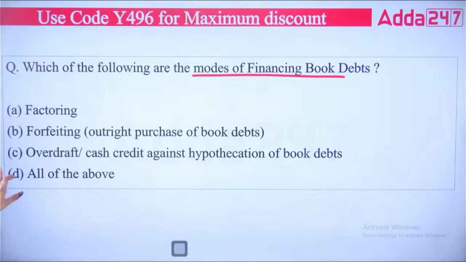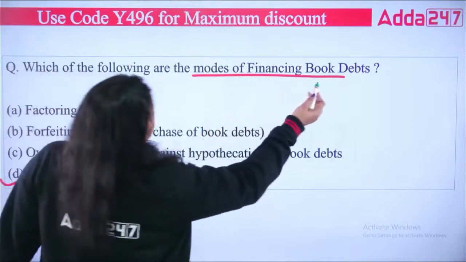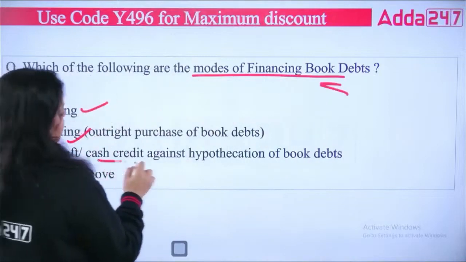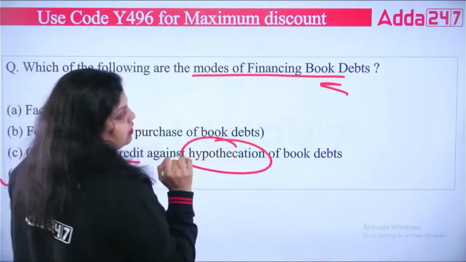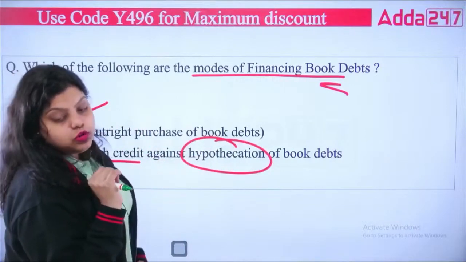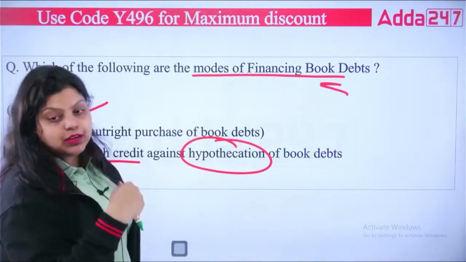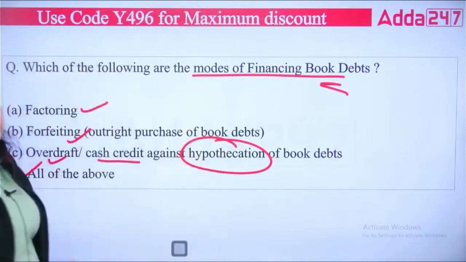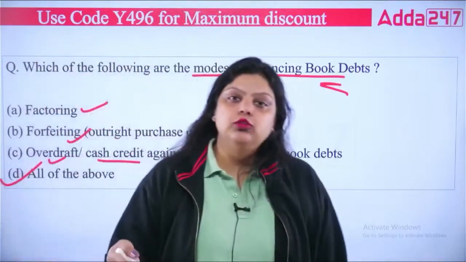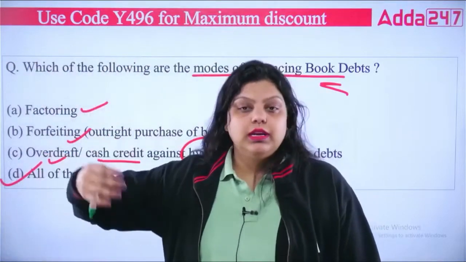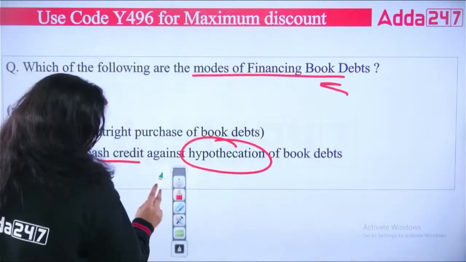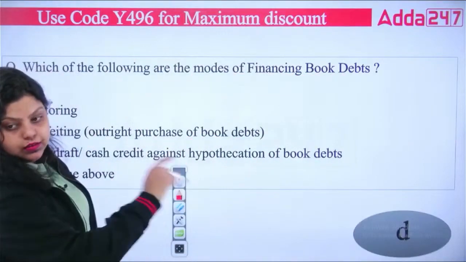And the right answer is all of the above. You can finance your book debts by all of these. You can have factoring, forfeiting, overdraft, cash credit against the hypothecation of book debts. Hypothecation is also a type of collateral in which the possession and ownership both remain with the borrower. And factoring and forfeiting, I have told you so many times, it's simply the immediate cash banks provide to the seller, so that he can perform another transaction. So the right answer will be D, all of the above.